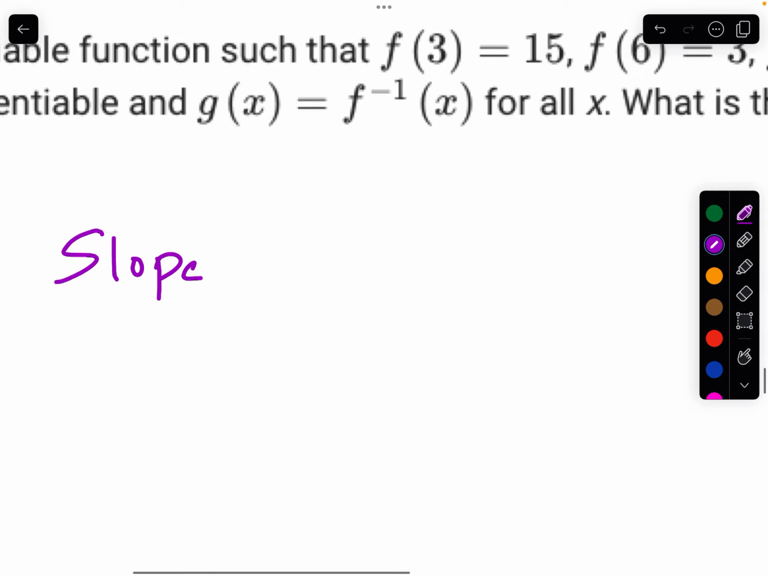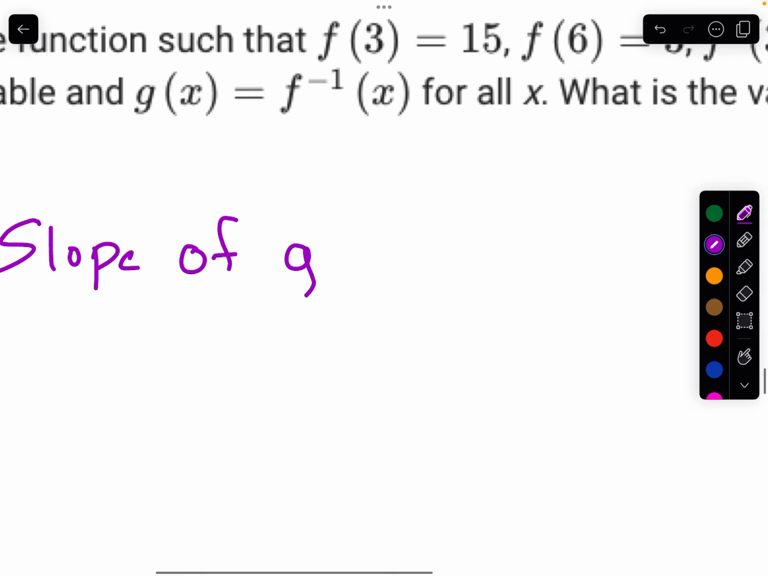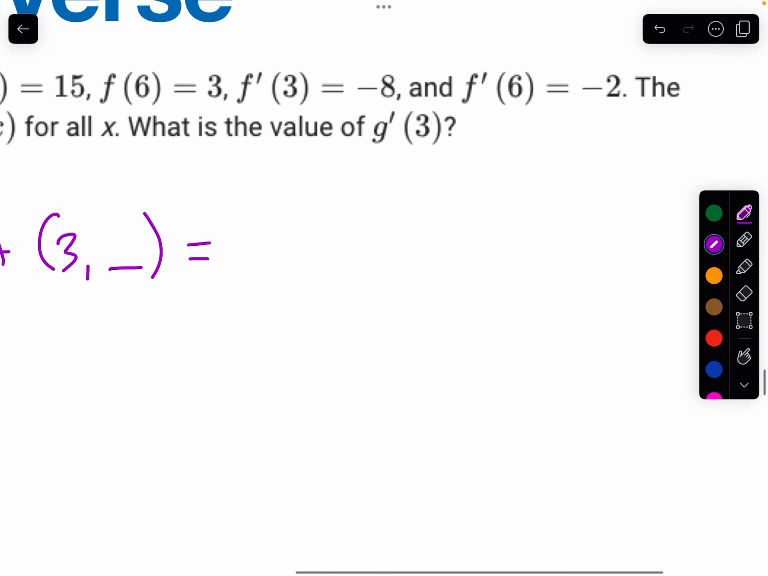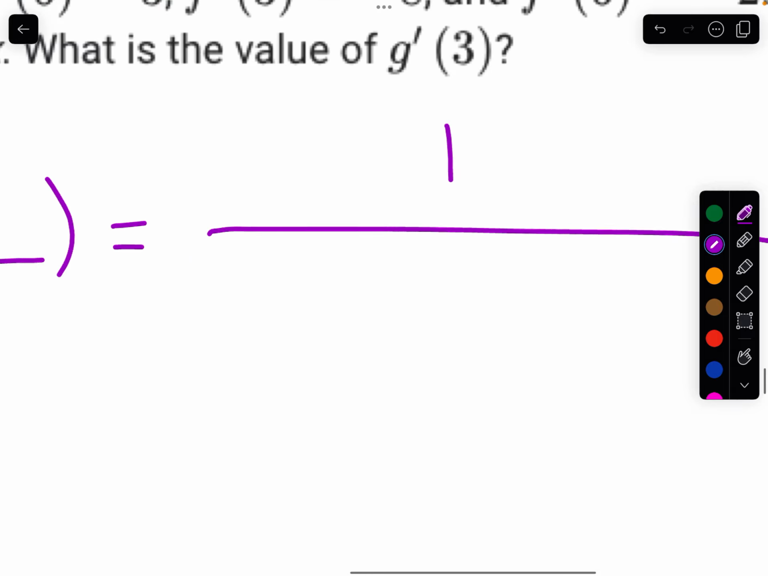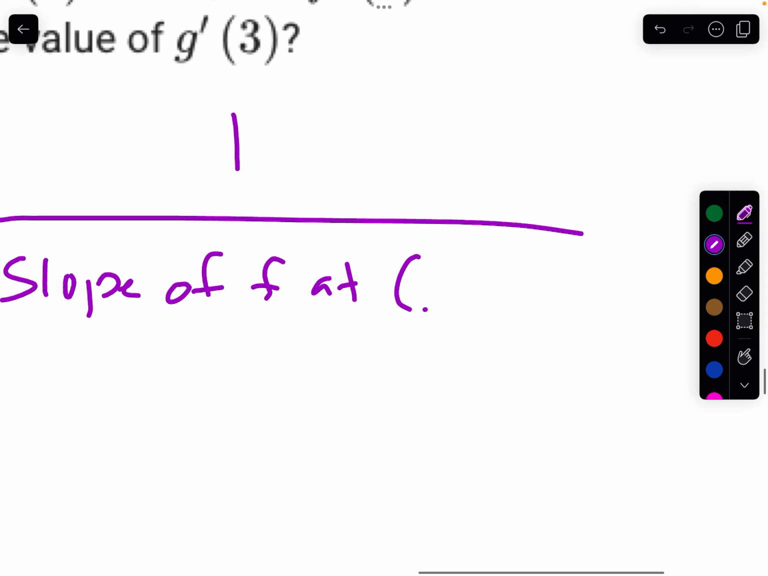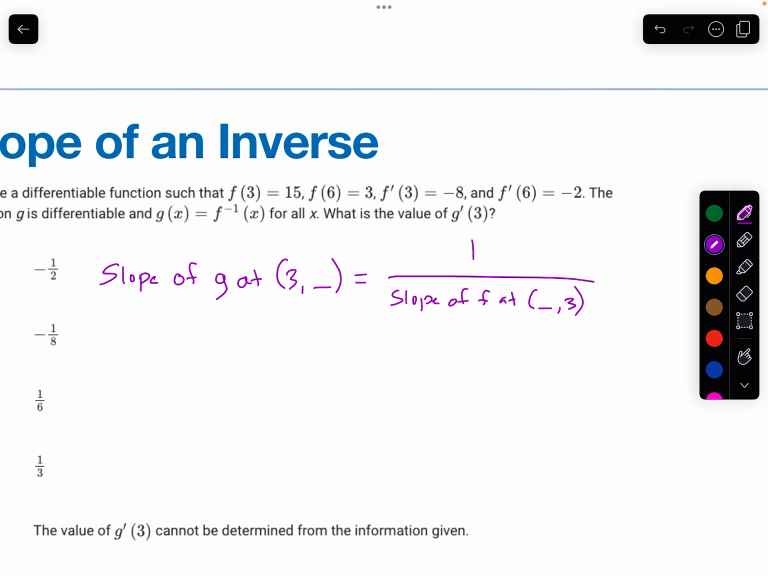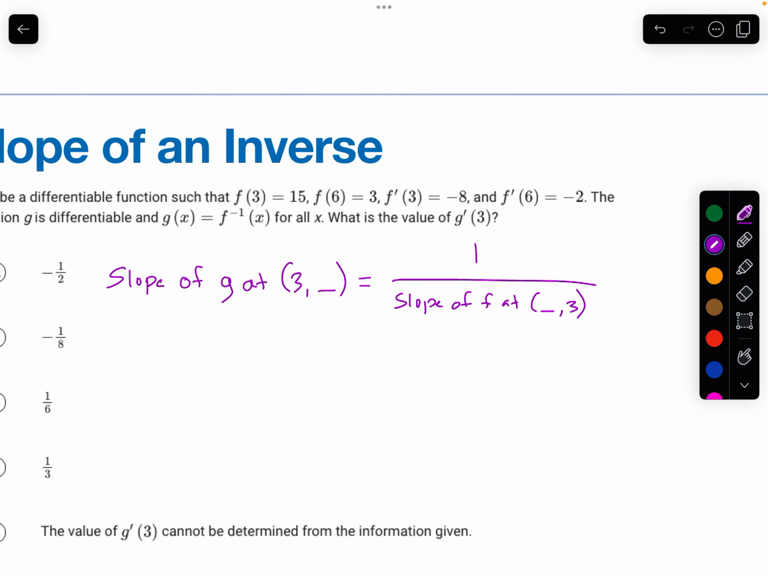We're trying to find g prime of 3. In other words, we want the slope of g at the point where x is equal to 3, some y coordinate there. Well, the relationship here is that that would be the reciprocal of the slope of its inverse f at the point where y is equal to 3. A function and its inverse are symmetric across the line y equals x; x's and y's switch roles. That's the relationship there.